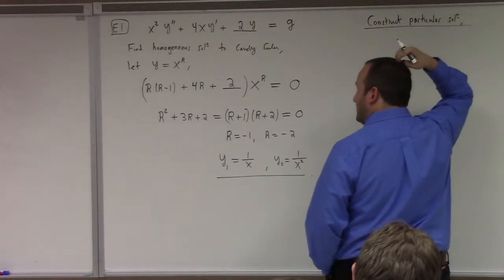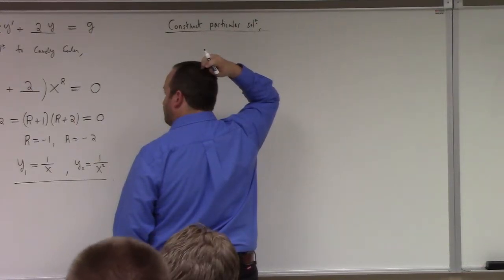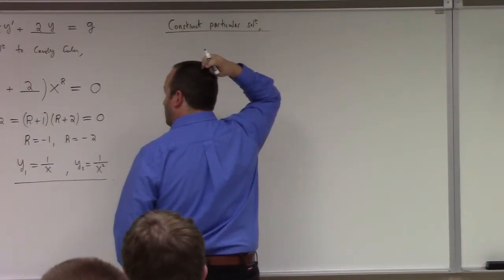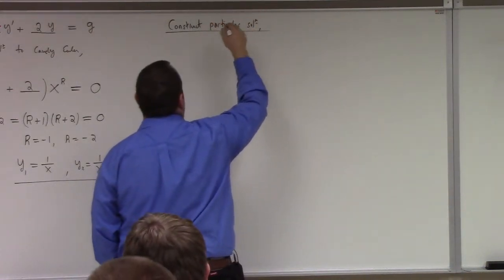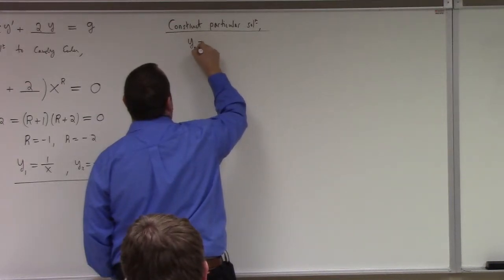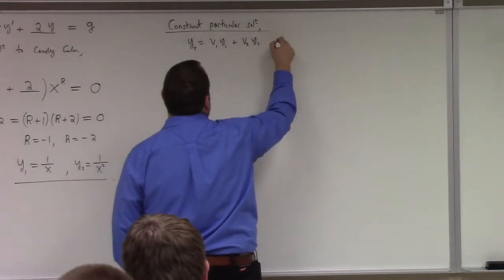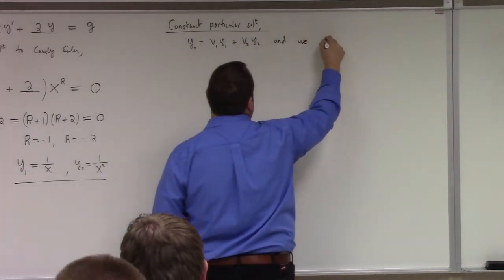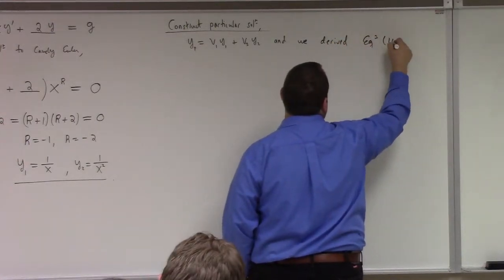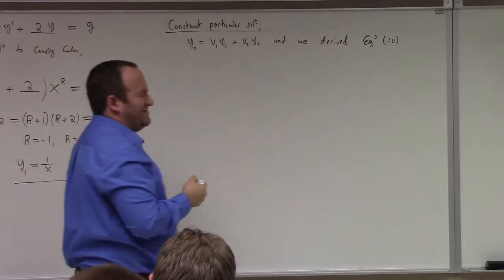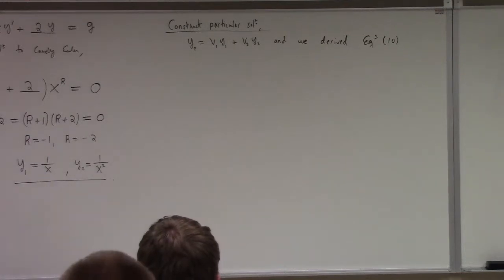We've got to think back to our derivation. We guessed that yp was equal to v1 y1 plus v2 y2. And we derived, what did we derive? Equation 10 in your text, section 4 point, I don't remember, 6 or 9. But it's equation 10 in the variation of parameters section anyway.